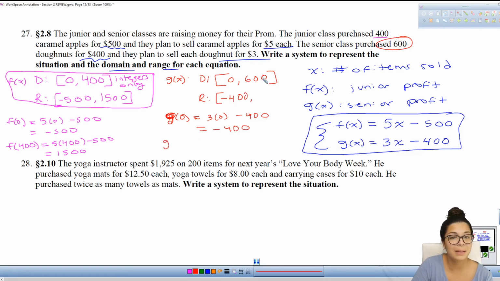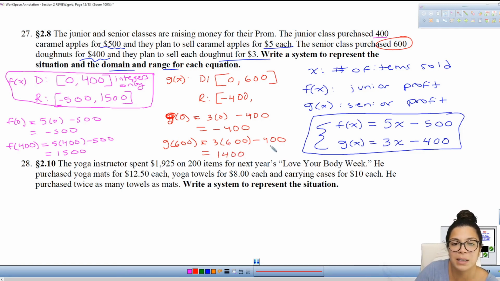And the most amount of money that they could make is if they sold all 600 donuts, right? So 3 times 600 minus 400 will give me what profit? Now 3 times 600 minus 400 is 1,400. 3 times 600 will be 1,800. 1,800 minus 400 is 1,400. So they could make up to $1,400. And again, this would be integers only. And that is the domain and range for g of x.